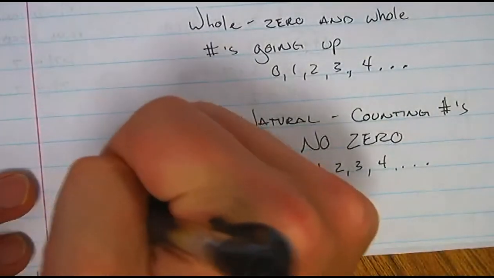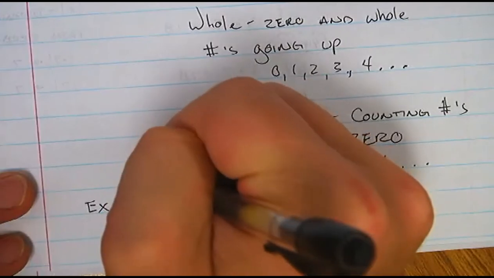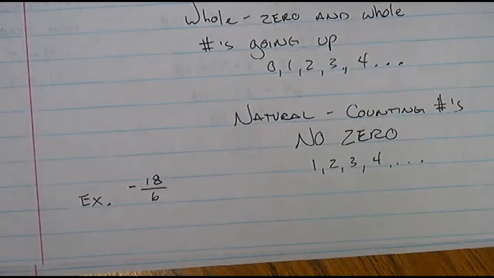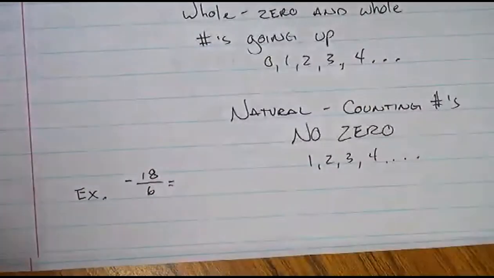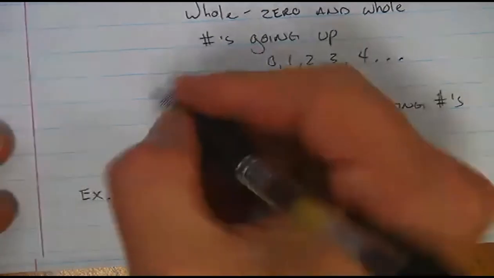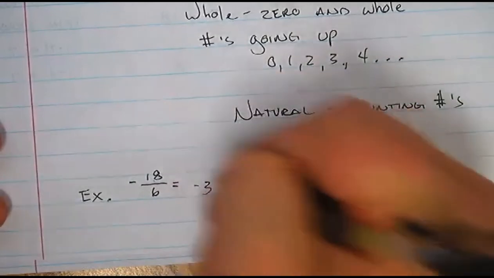So for example, let's take negative 18 over 6. It really depends on, does this belong in the rational category? Well, yes, it's a fraction. But the question becomes, what is this actually hiding? Is it hiding something else? Negative 18 over 6. Well, 18 divided by 6 is 3, so that is actually negative 3.